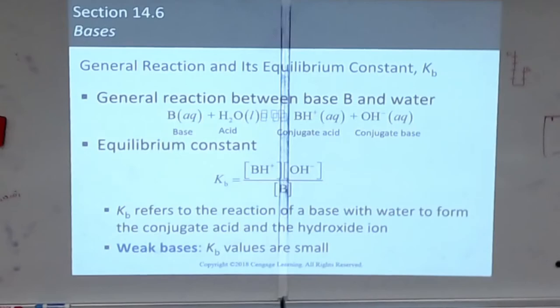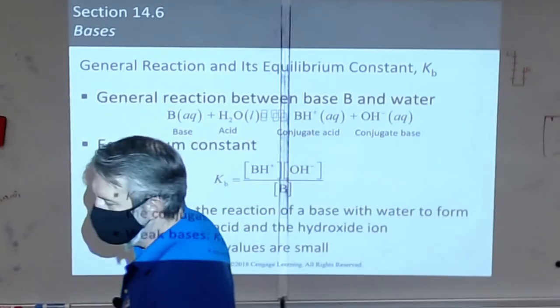All right, general reaction and its equilibrium constant, Kb. Kb, same thing, okay? So the Kb is my base plus my water is my conjugate acid and the conjugate base, which is your hydroxide. This is what we typically care about. So you're going to write it just like that. The Kb is the reaction of the base with the water to form the conjugate acid and hydroxide ions. For weak bases, Kb is small. This should be, like, we all know this by now, right? Okay.